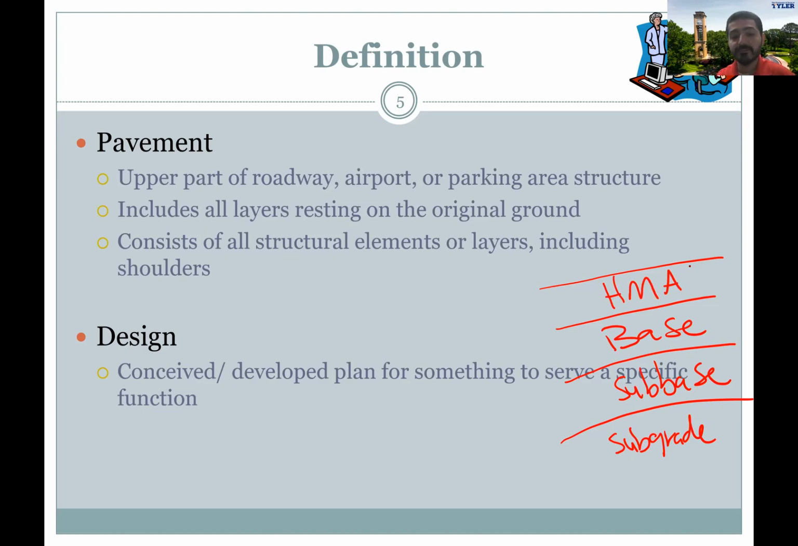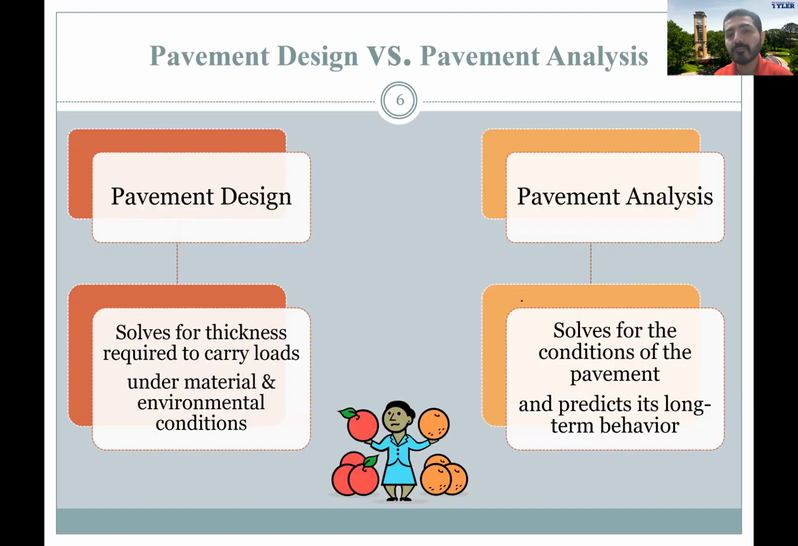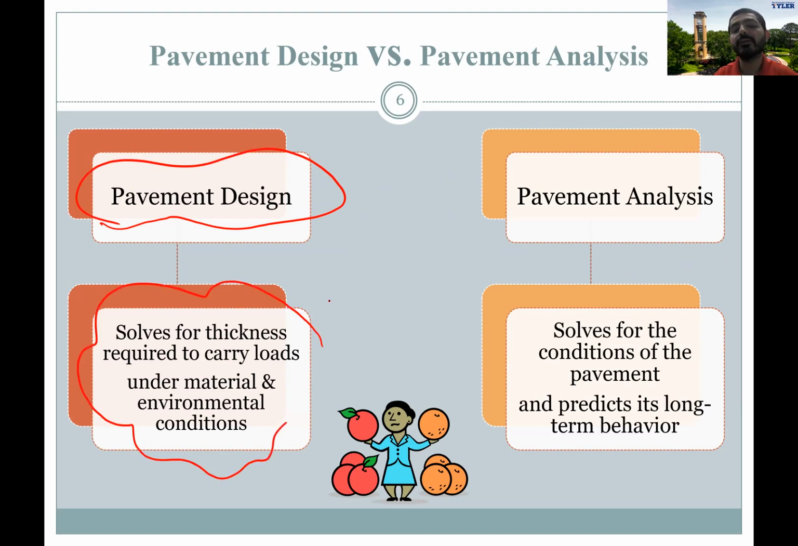And as a designer, you have to come up with the developed plan for something to serve a specific function. Your goal is to design how many layers are needed, and also what thickness is required for each layer to handle the amount of traffic, to handle the weather, to handle the soil strength underneath that pavement. So that's when it comes to pavement design. If you are a pavement designer, you are solving for the thickness required to carry certain traffic loads under material conditions and under environmental conditions.